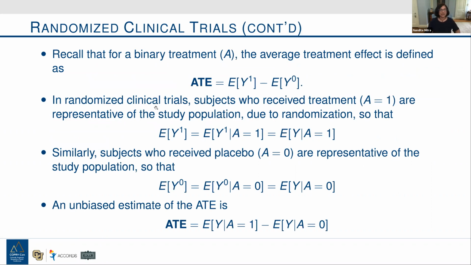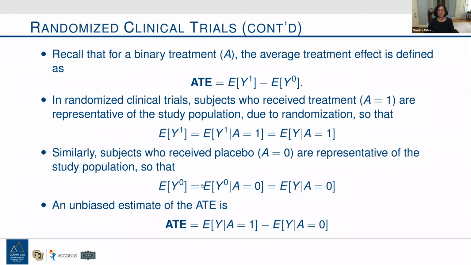So here, if we write this for a randomized trial, we write the ATE as the expected value of the potential outcome under treatment 1 minus the average of the potential outcome under treatment 0. But since in randomized trials, patients who receive treatment 1 are representative of the study population because of the randomization, we can rewrite this average potential outcome under treatment 1 as the expected value of the observed outcome, given that you were treated, because those receiving treatment are representative of the study population.